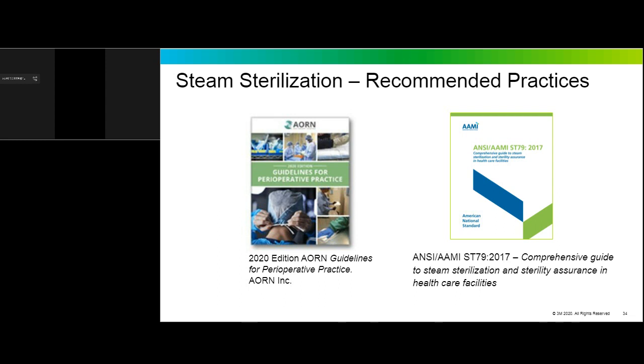Another reference, as I mentioned before, that you'll hear me talk about is AORN. They have their Guideline for Perioperative Practice. They publish it every year, and every year a handful of the standards within it are updated. They do a great job at AORN of making sure their guidelines are evidence-based, with a careful literature review.